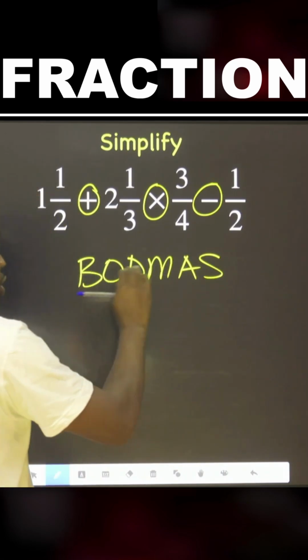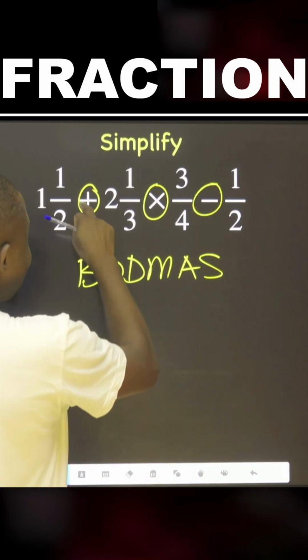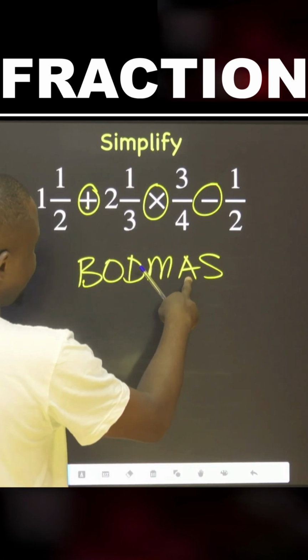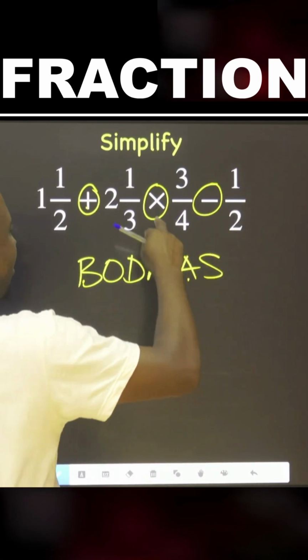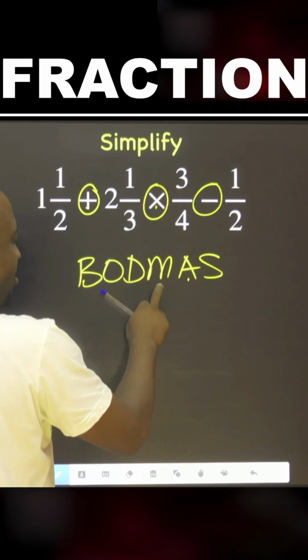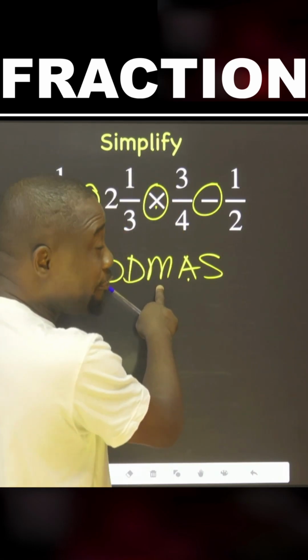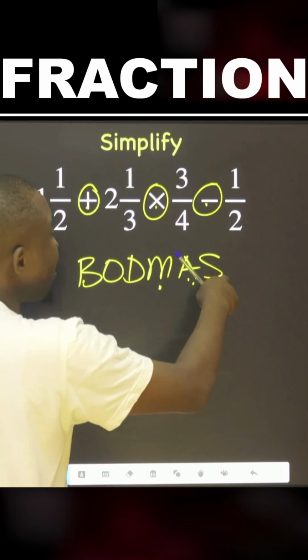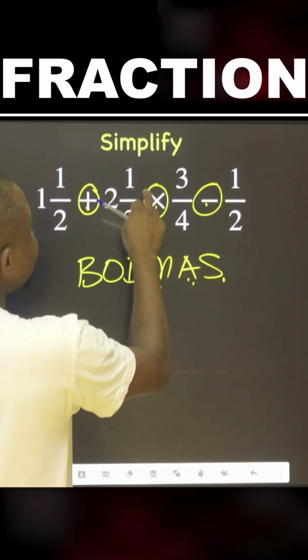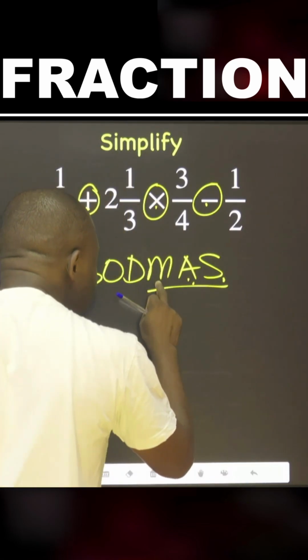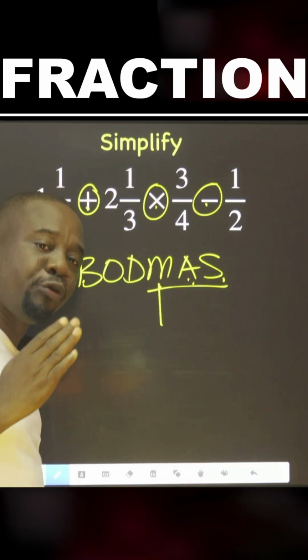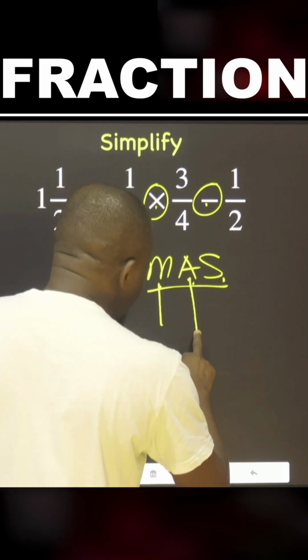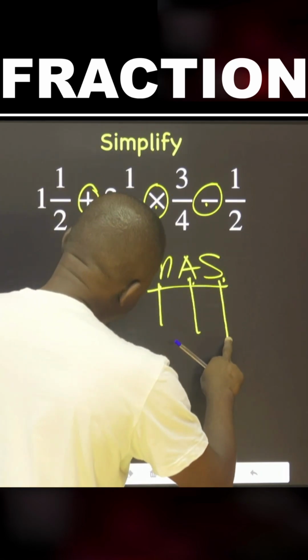As you can see, you must use BODMAS. This is addition. Addition is very far. This is multiplication. See? Multiplication came before addition. This is subtraction. Subtraction is the last. So among these three, multiplication is what we are going to do first, before we do addition, then we do subtraction.